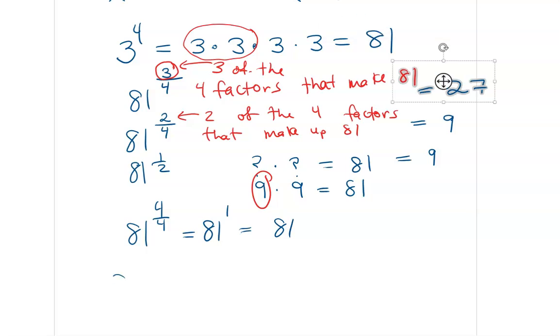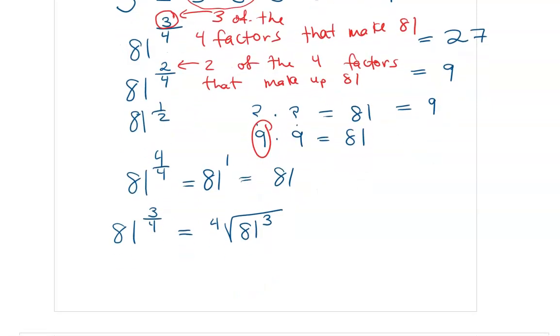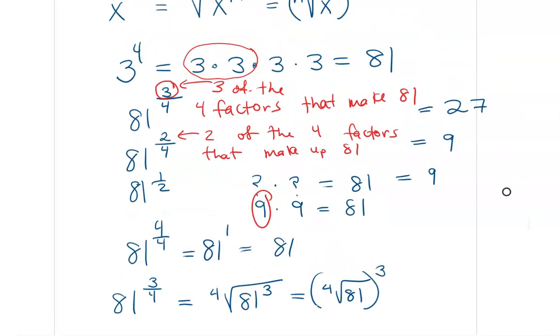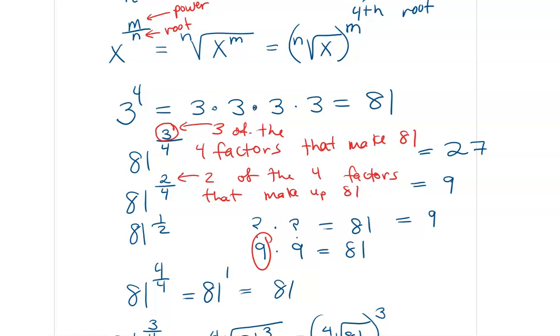The other way to think about this, though, suppose you had 81 to the 3/4 and you wanted to use the property, you could either think of it this way: a 4th root of 81 cubed, which is, in my opinion, the harder way to think about that. Or you could think about that as the 4th root of 81, like determine that, and then that being cubed. That's kind of what we were doing here originally when we thought of 81 to the 3/4 as 3 of the 4 factors that make up 81. We were basically 4th rooting 81 first and going, okay, the 4th root of 81 is 3, and then I need 3 of those. 3 times 3 times 3 is 27.